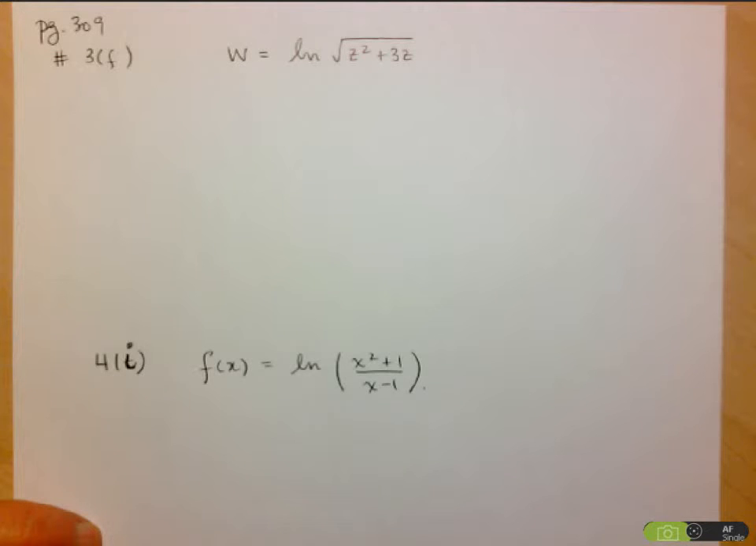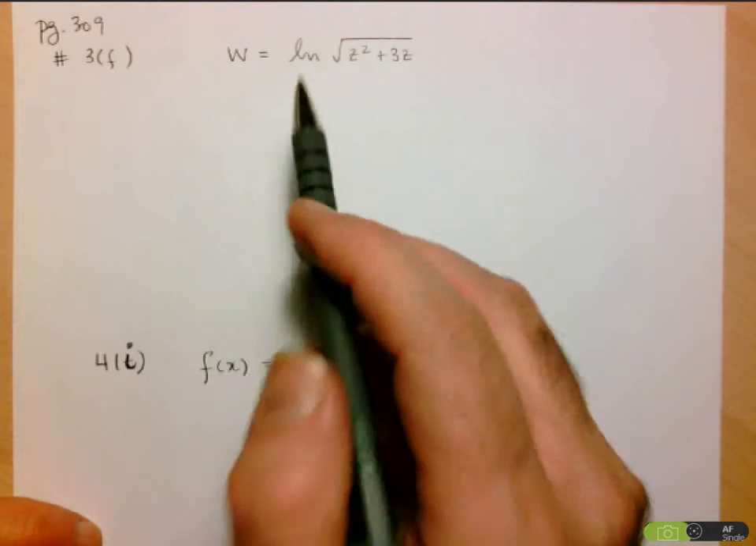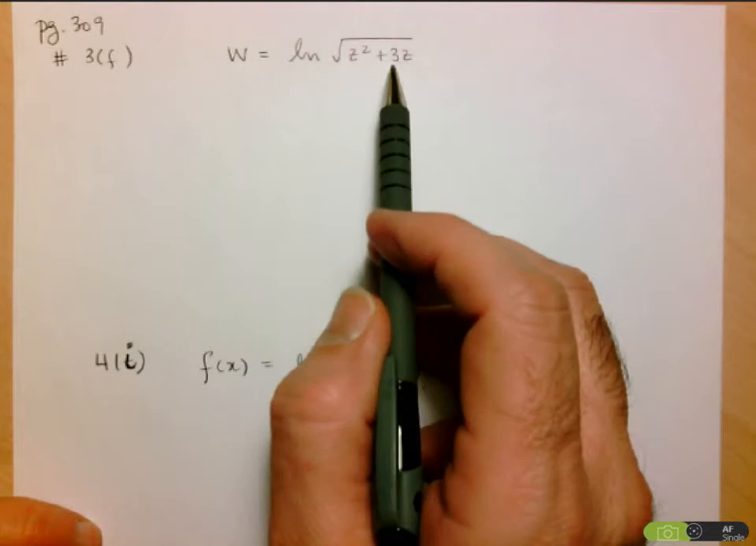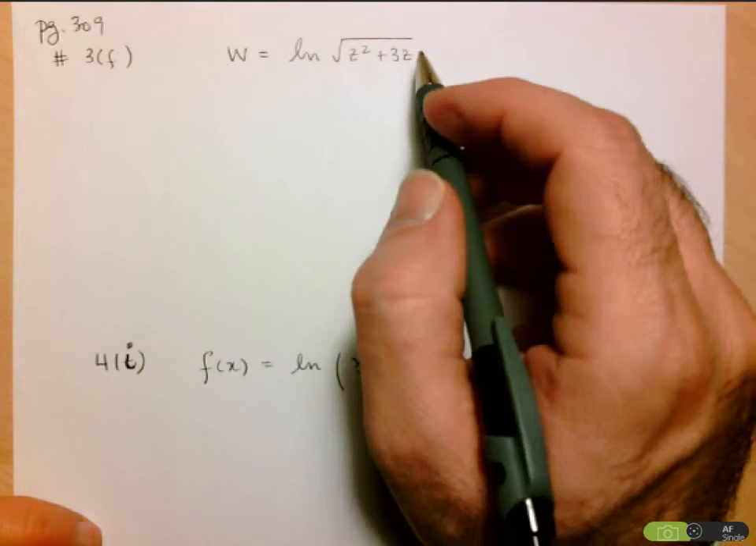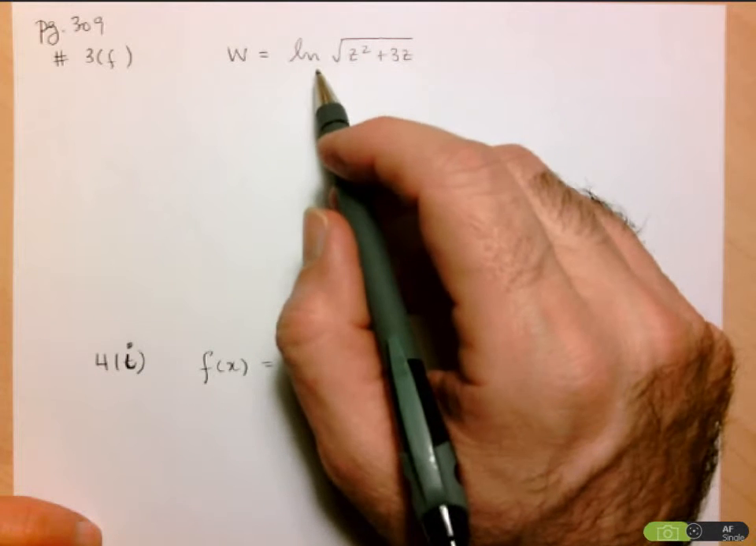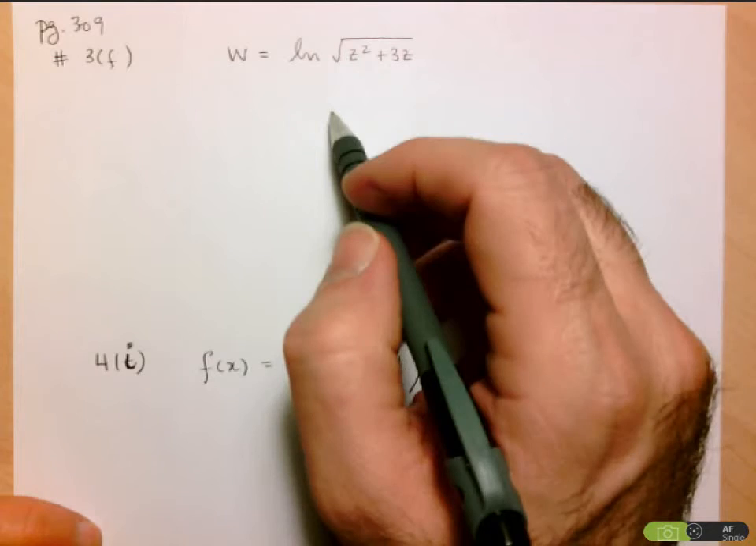Hi folks, we're going to take a look at a couple of examples of derivatives with logarithmic functions. So here we'll start with page 309, 3f. We're given this function, which includes the natural logarithm. Now we know the derivative of ln x is 1 over x. Here we do not have that, so we're going to have to use the chain rule.